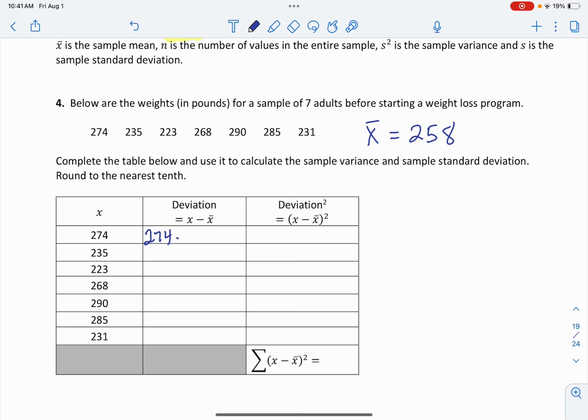274 minus 258, 16. So again, going through, just subtract 258 from each one. This one you'll get a negative 23, and I'll just fill them in. 10, 32, 27, negative 27. Okay, those are the deviations. So next we need to square each one. So 16 squared, 256.